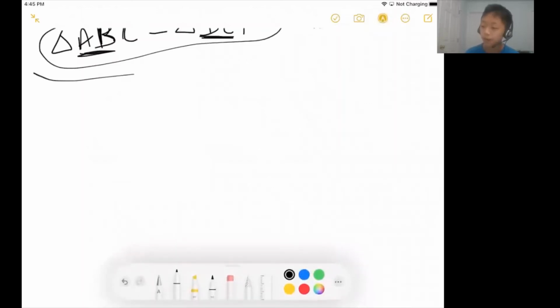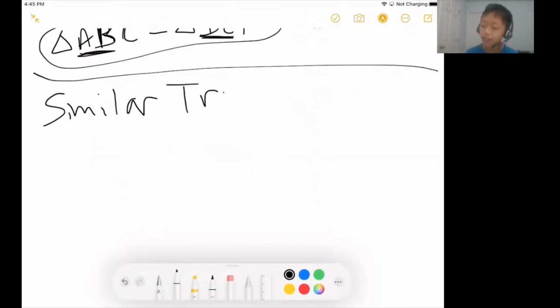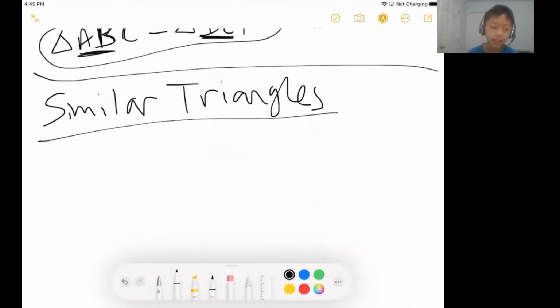Similar triangles are probably one of the most common problem-solving strategies that you'll see in basically any math competition. Especially in the AMCs, similar triangles appear very often. They're probably the most commonly tested geometry concept. So basically, similar triangles, similarity is very similar.